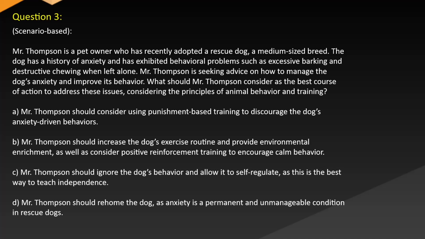Consider the principles of animal behavior and training. A. Mr. Thompson should consider using punishment-based training to discourage the dog's anxiety-driven behaviors. B. Mr. Thompson should increase the dog's exercise routine and provide environmental enrichment, as well as consider positive reinforcement training to encourage calm behavior. C. Mr. Thompson should ignore the dog's behavior and allow it to self-regulate, as this is the best way to teach independence. D. Mr. Thompson should rehome the dog, as anxiety is a permanent and unmanageable condition in rescue dogs.